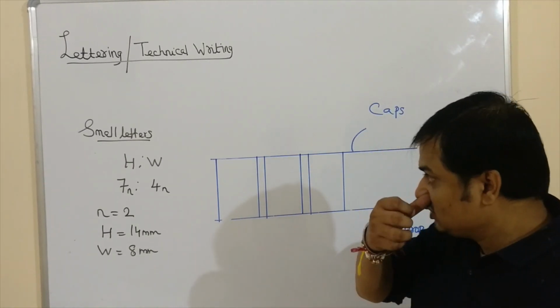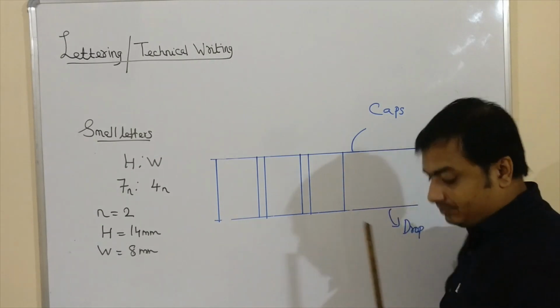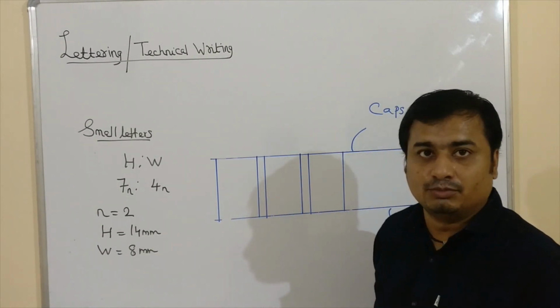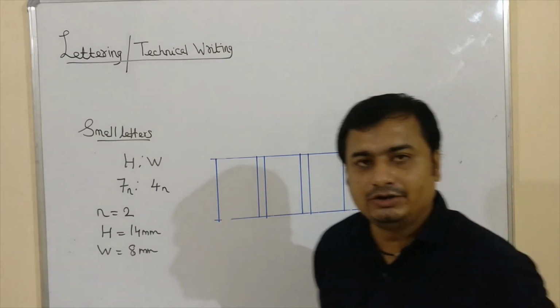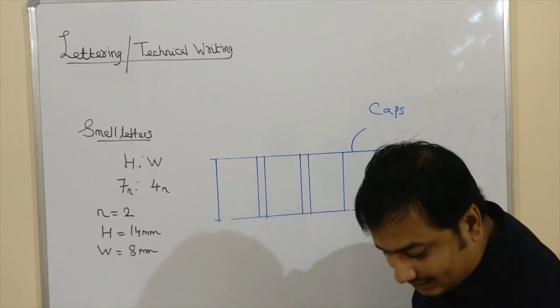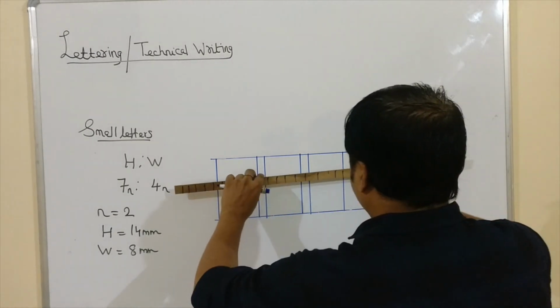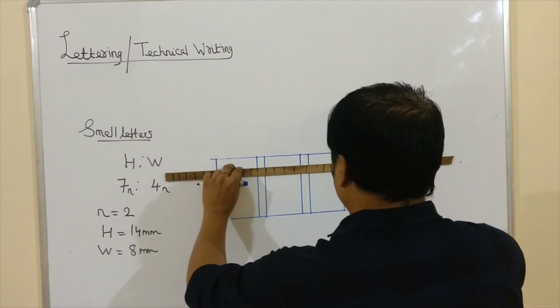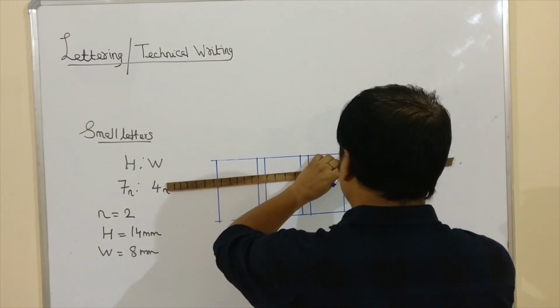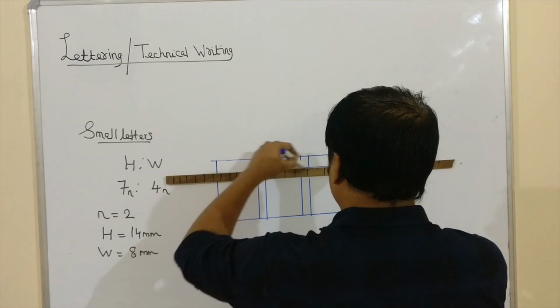Next, what we have to do in small letter, again caps line, drop line. So in case of small letter, we have to introduce two more lines, and those lines will be below the caps line. Below the caps line, you have to introduce one more line like this.